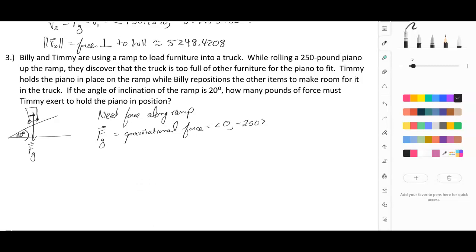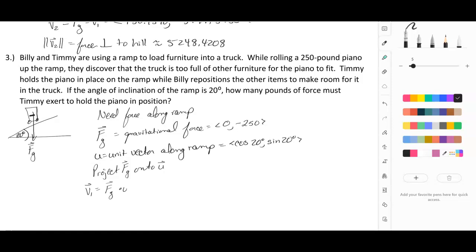So now we need to describe that ramp. I'm going to use the unit vector along the ramp. So it's going to be cosine of 20, sine of 20. So what we want to do now is a projection. We're going to project that gravitational force onto the ramp. So V1 is going to be that gravitational force dotted with U, over the magnitude of U squared, times U.